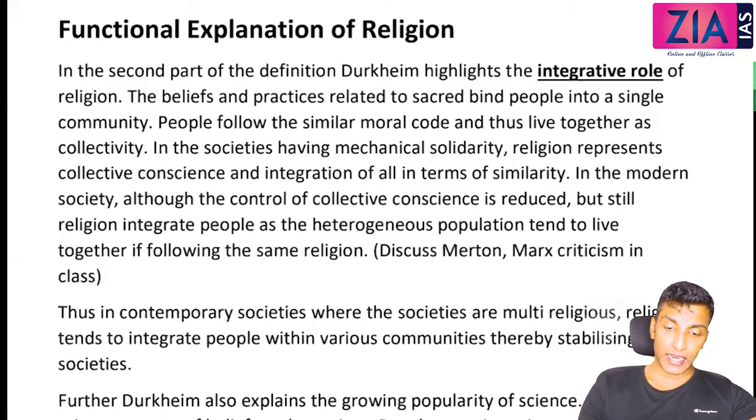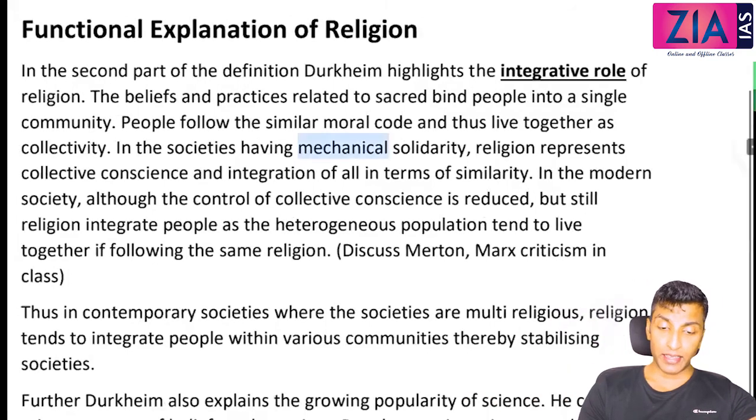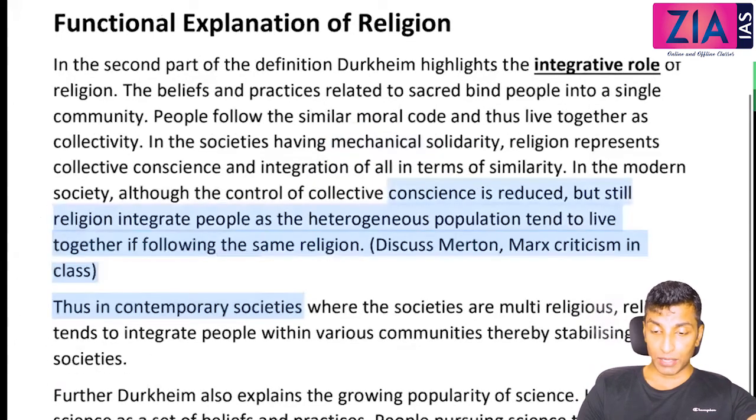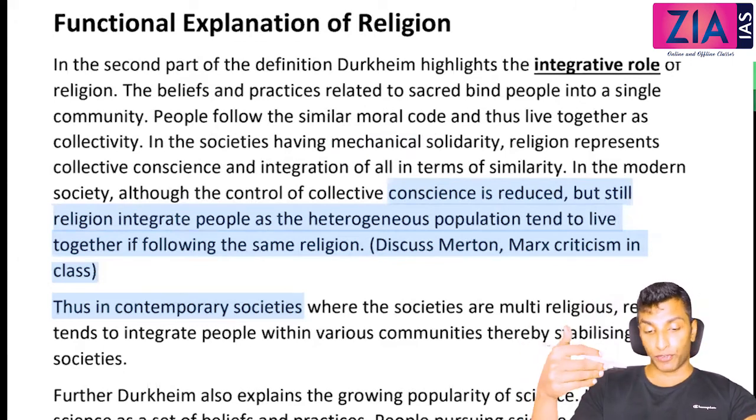So in the traditional society, which is based on mechanical solidarity, religion integrates all in terms of similarity, that we have already discussed. People are alike, so similarity. In the modern society, although the control of collective conscience is reduced, still religion integrates people, as a heterogeneous population tends to live together if following the same religion.